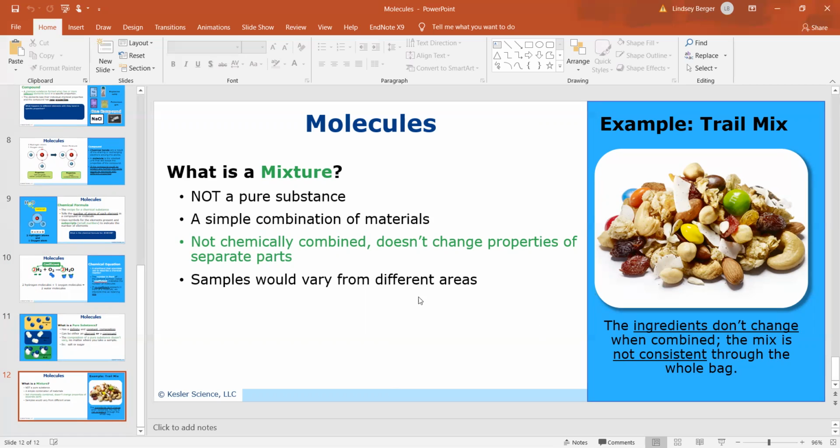So this is just a quick overview of how molecules are cool and how they work. We'll have some question and answer time coming up in a day or so.